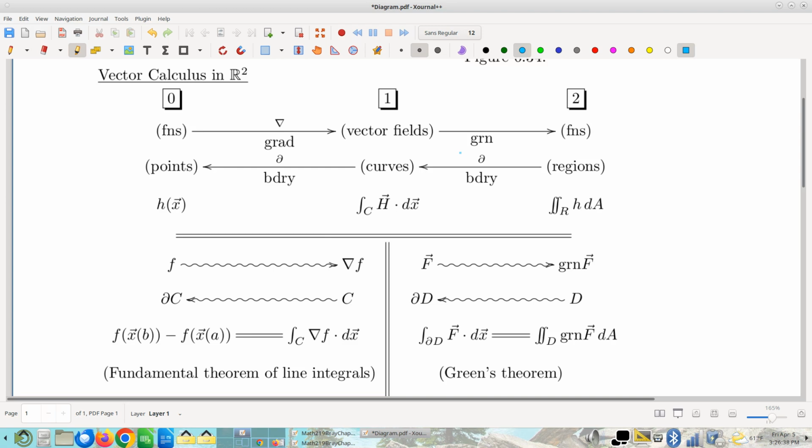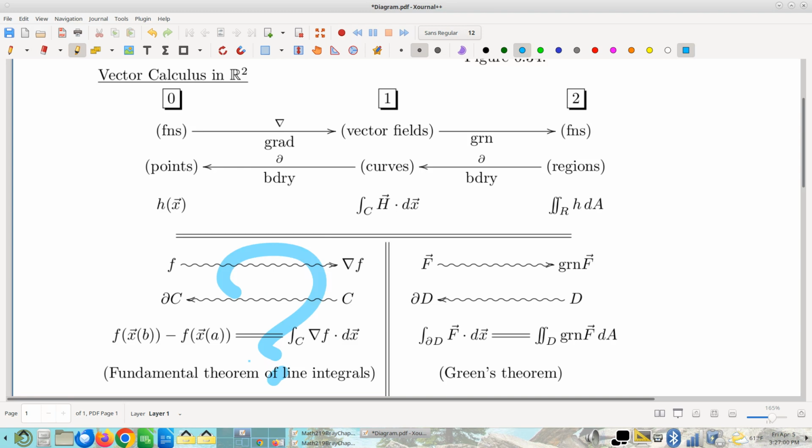Now, even though I can't show you any of that natural stuff, what I can do is show you some of the wonderful patterns that show up just as a result of organizing these things in this way. So here we go. Let's talk about the fundamental theorem of line integrals. What does the fundamental theorem of line integrals look like?